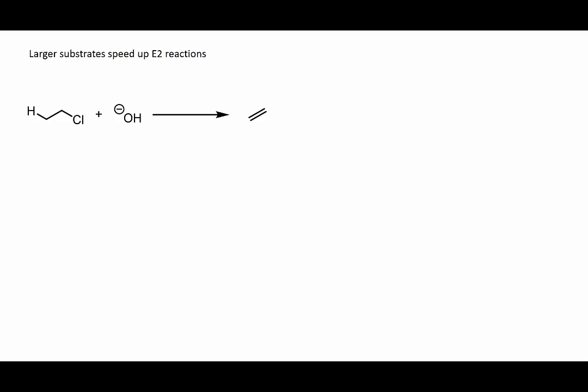Okay, so if we have our example here, let's draw the mechanism real quick. Hydroxide grabs this proton, forms a new double bond, kicks off the chlorine. In this case, let's take a look at our transition state. We have a new pi bond forming here. We have the chlorine coming off here, and we have our hydrogen coming off here, being attracted to the hydroxide.